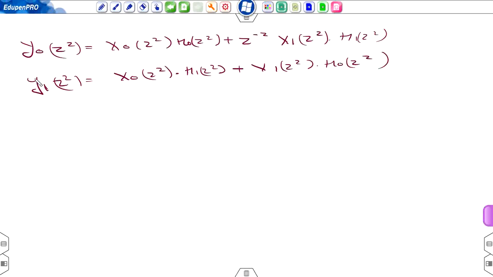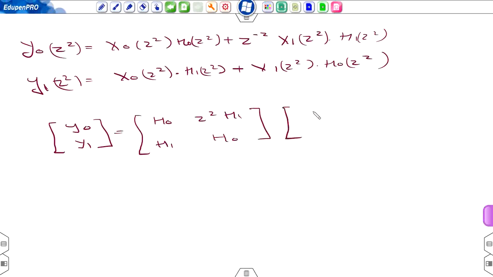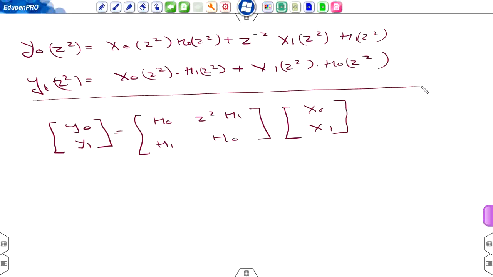So in matrix form I can represent this equation. On the left hand side Y0 and Y1 in a column matrix, on the right hand side the filter coefficient matrix H0, z^-2 H1, H1, H0, and then the signal X0, X1.